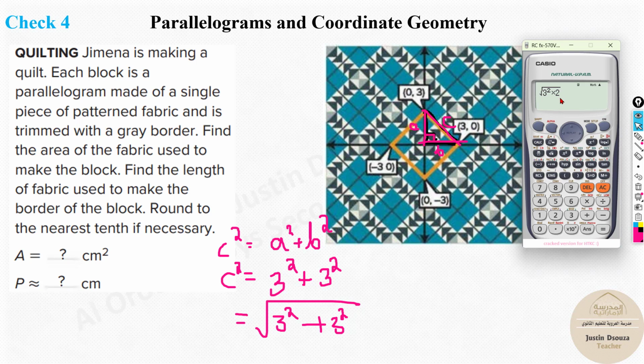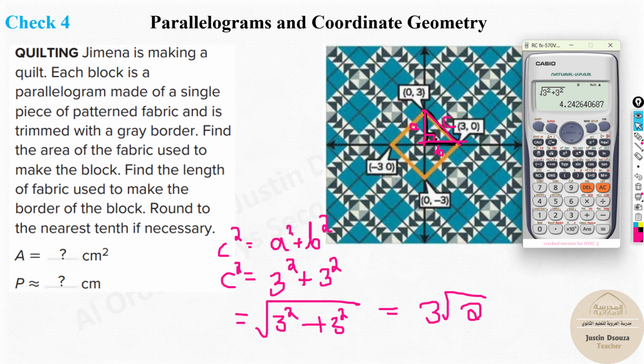Why did I multiply by 2? Because it's 2 times 3 square, right? You're adding 3 square 2 times. Or you can add 3 square again. It will be the same answer, 3 root 2. Okay, we got one side as 3 root 2, which is equal to 4.24.